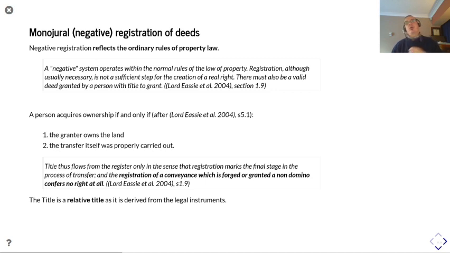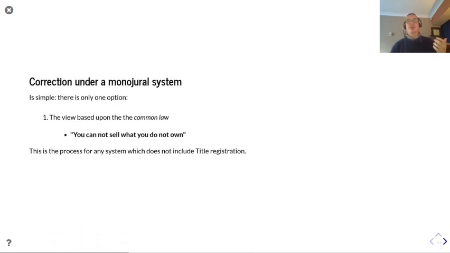So a person acquires ownership if and only if the grantor owns the land and the transfer was properly carried out. Title thus flows from the register only in the sense that registration marks the final stage in the process of transfer, and the registration of a conveyance which is void or granted a non domino confers no right at all, i.e. it's void. So the title here is a relative title as it's derived from those legal instruments.